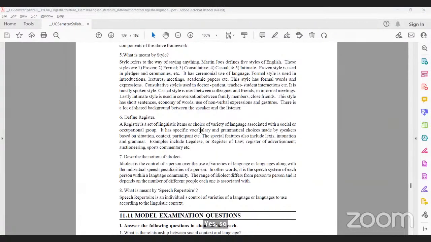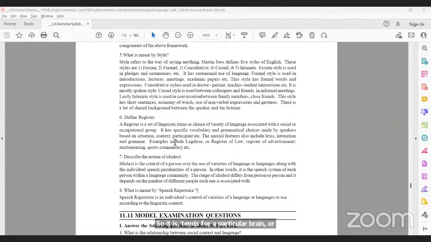So we have language, we have register, we have dialect, we have sociolect. Now we have idiolect as well. Now what is idiolect? Id is actually a term. Id is a part of our brain. According to Sigmund Freud, our brain can be divided into three categories: id, ego, and superego. So id stands for a particular brain or one single entity.